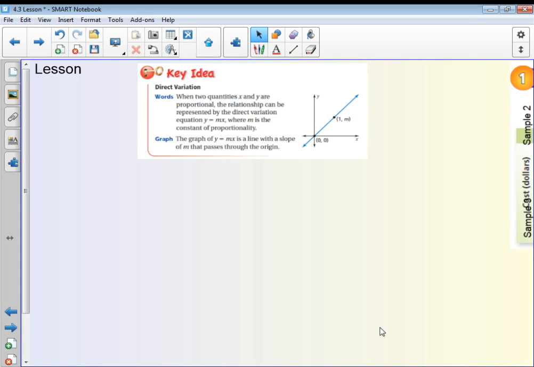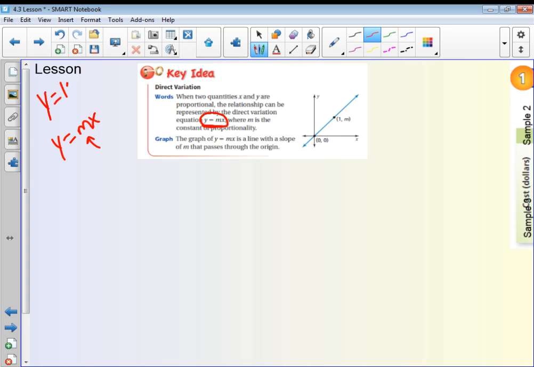When two quantities, x and y, are proportional, the relationship can be represented by the direct variation equation of y equals mx, where m is going to be your constant. Sometimes this equation is also written as y equals kx, which is what we reviewed in our activity. The k is representing our constant. In this situation, our m is going to represent our constant proportion, which is actually our slope. So it's going to introduce us to part of the slope-intercept equation.